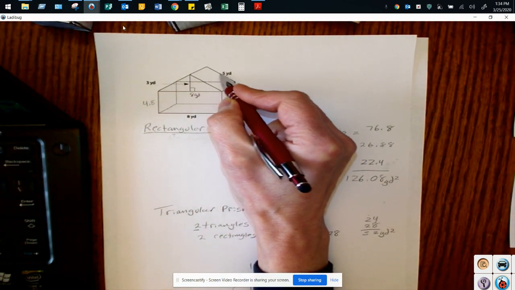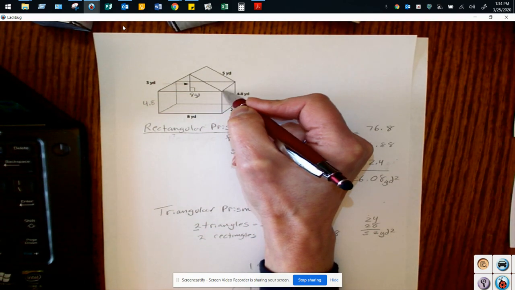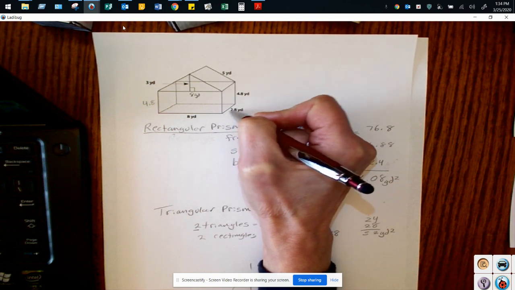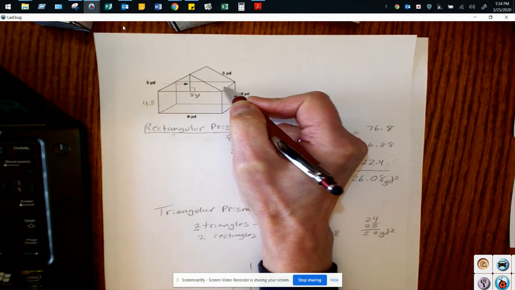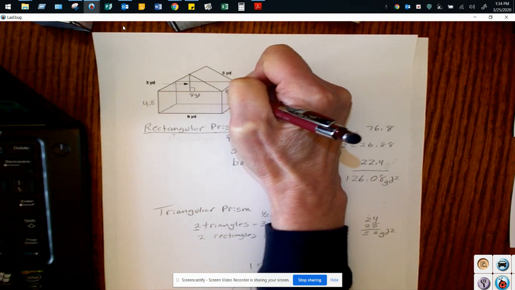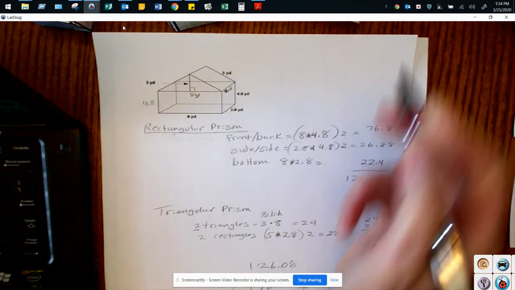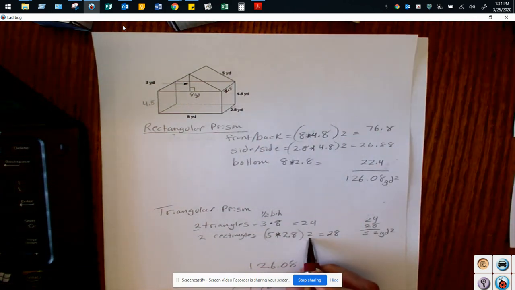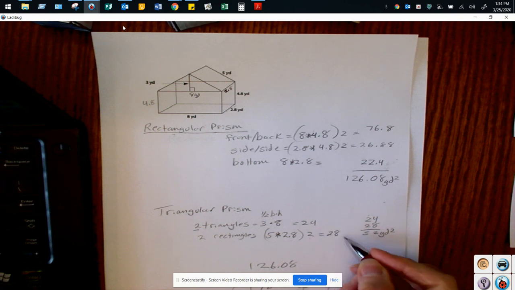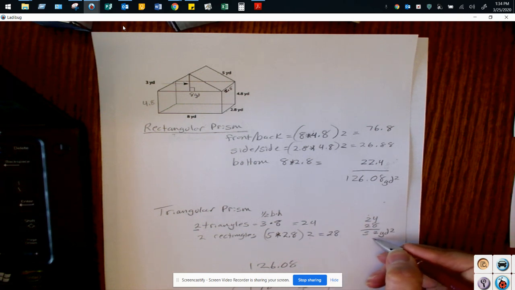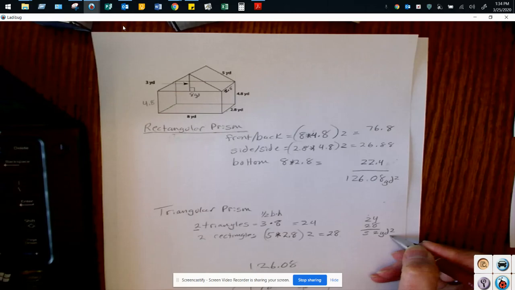I'm looking at the side. I know that this is 5. I need this piece here. So I'm going to slide down to here. If that's 2.8, this too has to be 2.8. So 5 times 2.8. And then I'm going to go ahead and double that as well. I'm going to do some mental math in my head. 2 times 5 is 10. Now times 2.8, 28. No calculator needed. So I'm going to do my 24 and my 28 together and get 52 yards squared.